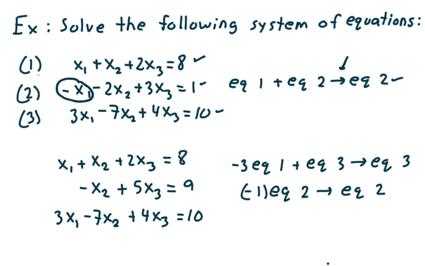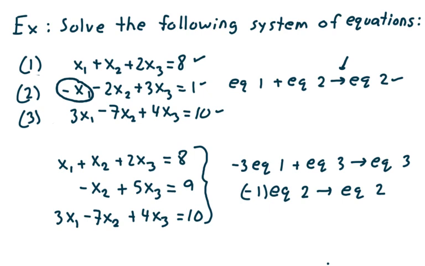So this is what my new system looks like. I get x1 plus x2 plus 2x3 equals 8. Notice that equation 1 remains unchanged. My new equation 2 becomes negative x2 plus 5x3 equals 9. And equation 3 becomes 3x1 minus 7x2 plus 4x3 equals 10.